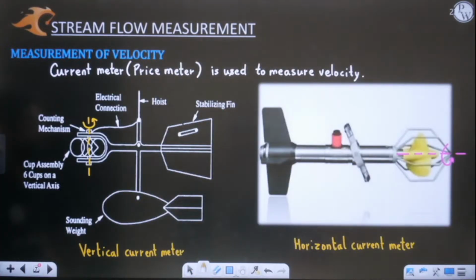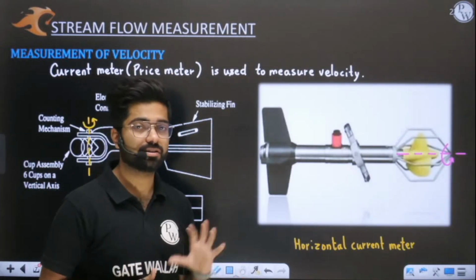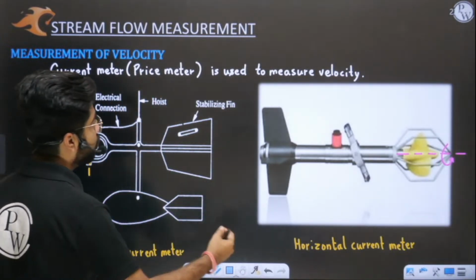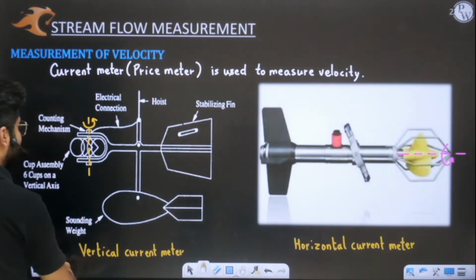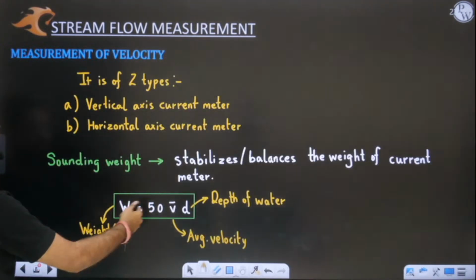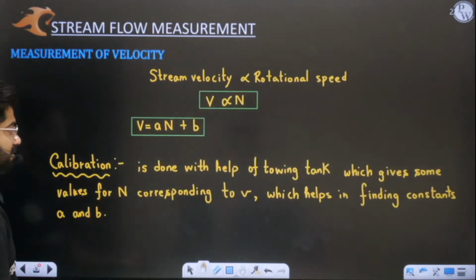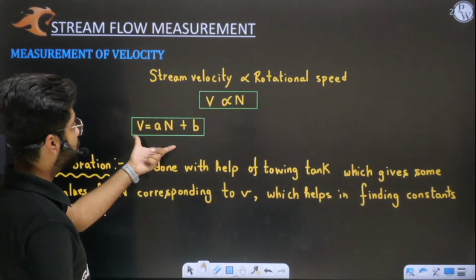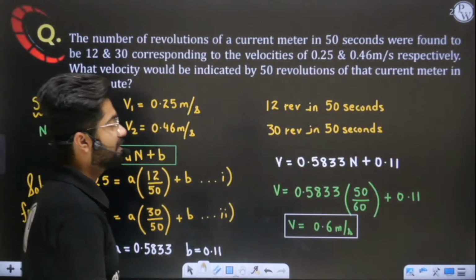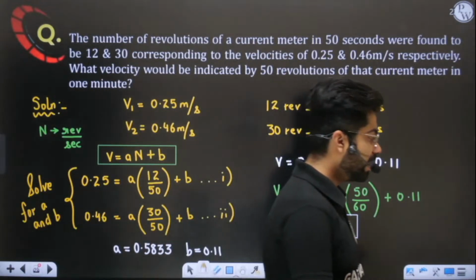Then we discussed the current meter. Current meter is very important and can be asked in your examination. Basically, at any depth, if you want to measure velocity, you will use a current meter. We discussed that it is of two types. The sounding weight stabilizes the current meter. Then this is the equation which is utilized for the current meter. We have also solved one numerical asked in the GATE examination regarding the current meter.